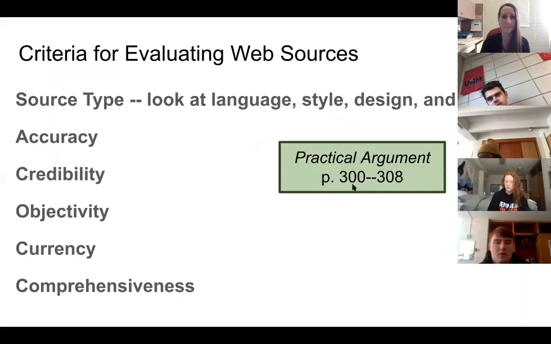Okay. So when we're evaluating a web source, the textbook provides us some tips for evaluating the source type. Not only is it a news source or sort of blogging news, but what type of language does it use? What style is it written in? What's the design of the overall page? Does it look professional, or does it look a little basement-y, like sketchy? As well as the content, what types of things does this website tend to talk about, and how does that relate to its credibility? Accuracy, credibility, objectivity, currency, and comprehensiveness. This is Practical Argument, page 300, page 308, and you will need to have this part of the textbook open and ready as we begin to evaluate.